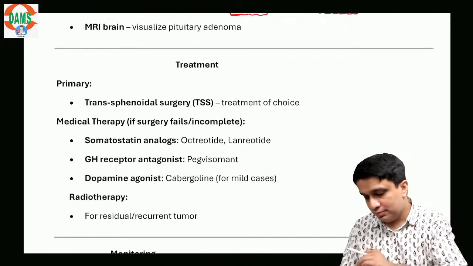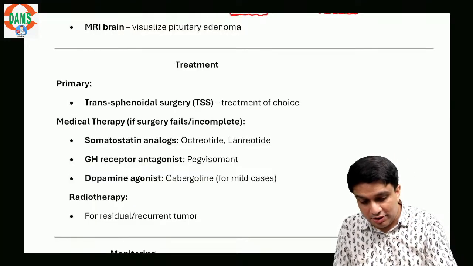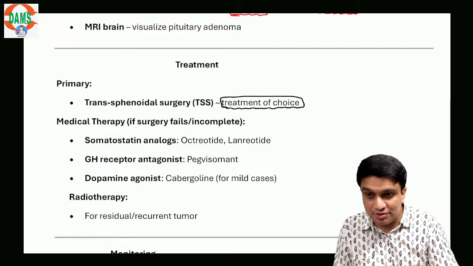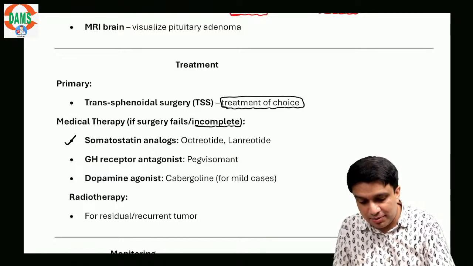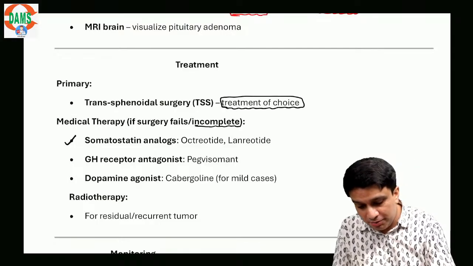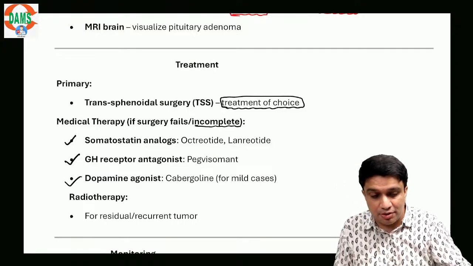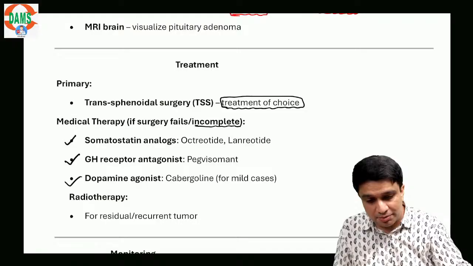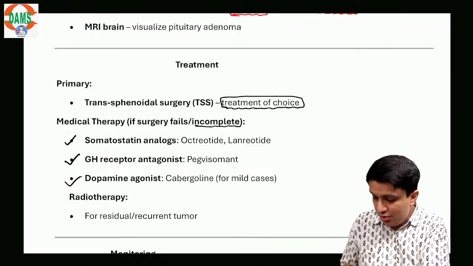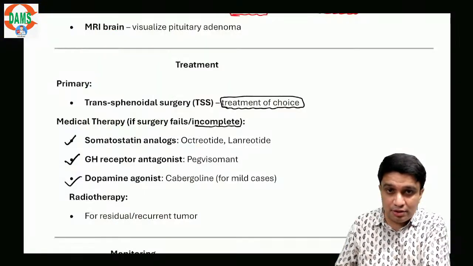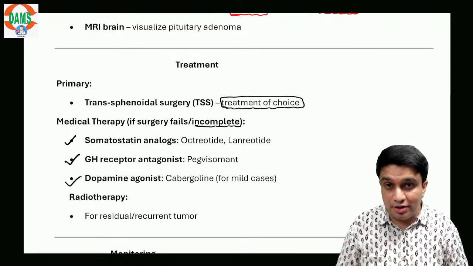Treatment. Treatment is transsphenoidal dissection. Treatment of choice for patients with acromegaly is always transsphenoidal dissection. If the surgery fails or is incomplete, then we add a somatostatin analog, octreotide or lanreotide, or maybe a growth hormone receptor antagonist like pegvisomant. In mild cases, you can give your patient cabergoline therapy also. Radiotherapy: for a residual or a recurrent tumor, you can advise radiotherapy. So radiotherapy will come quite later on in the picture. Okay, for residual and recurrent tumor only.